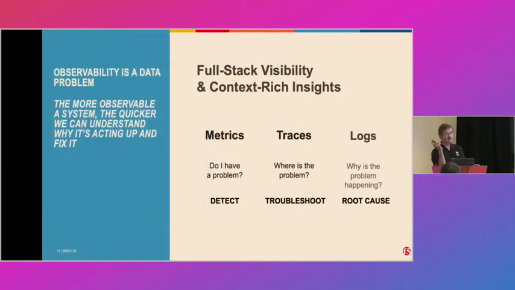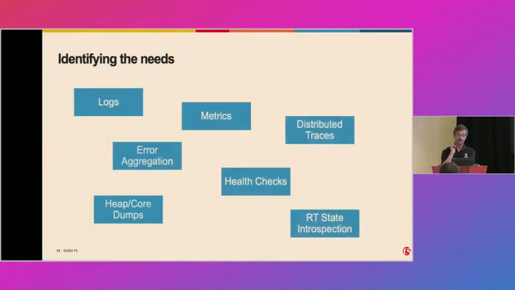So observability is a data problem. I've just talked about that. And we usually look at this data as three classes of data. Metrics, do I have a problem? Traces, where is the problem? Logs, near and dear to my heart. What does the application think is going on inside of that? But when we start looking a little deeper here, we identified that there were a number of other things that were necessary in a modern application environment to really get observability. So logs, metrics, and traces were just a start.